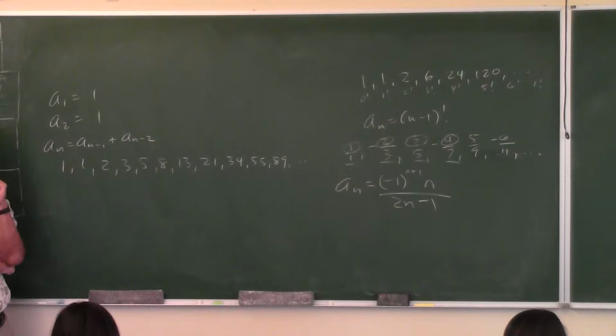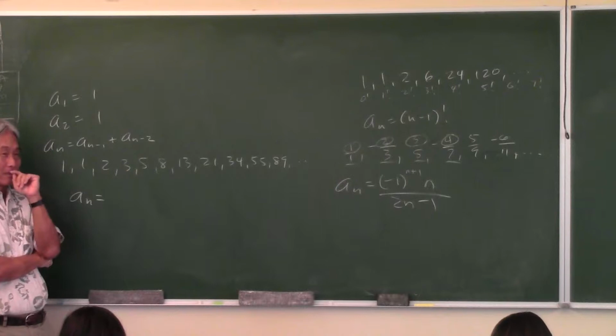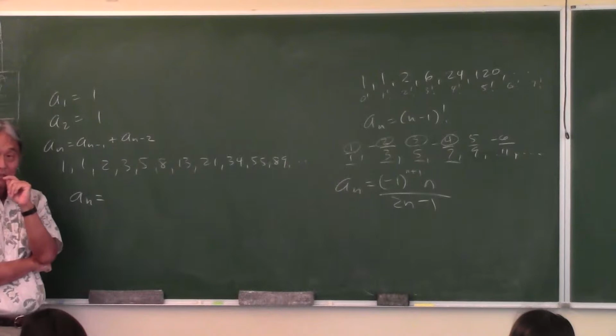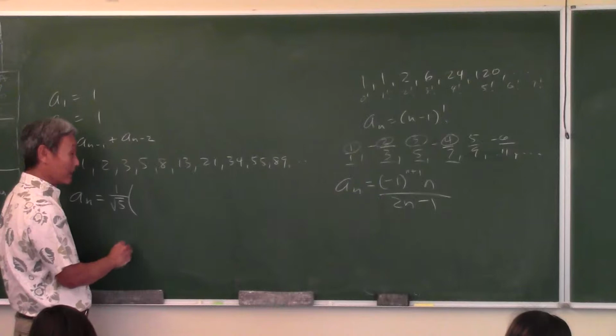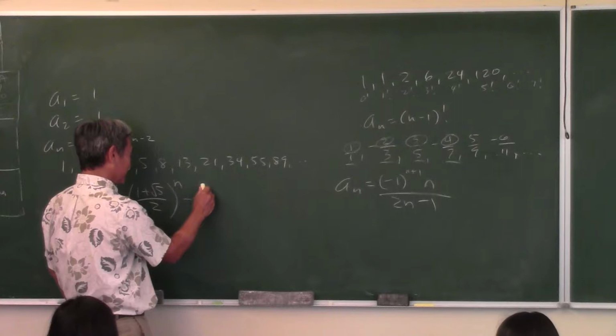Wait! I want to call on somebody first. Olga. What is the explicit formula for the Fibonacci sequence, which is in the notes in the sequence chapter in PCH, which I'm sure everybody read? Olga? Yeah. Times the quantity 1 plus root 5 over 2, to the n minus parentheses 1 minus root 5 over 2 to the n.